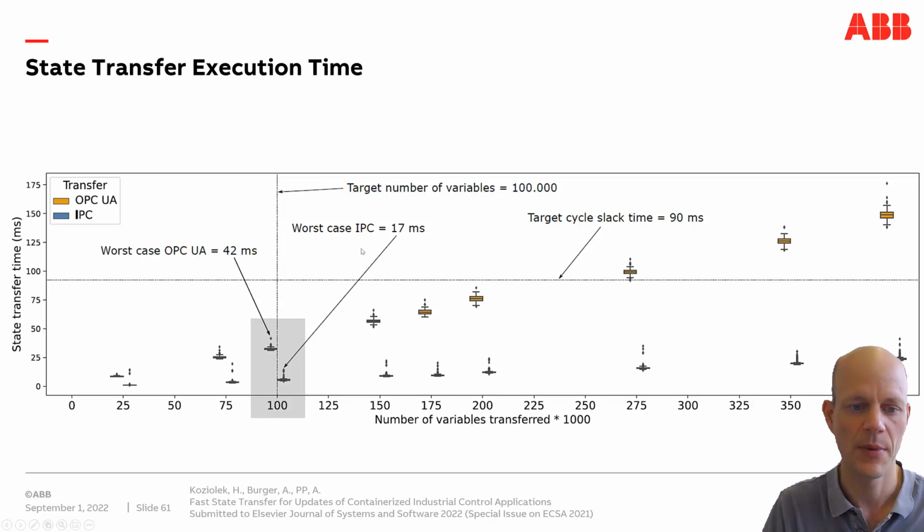We also implemented a fast variant of the state transfer based on inter-process communication. This then only works on a single node, but for some update scenarios that's also valid. Because you don't have to do the network transfer, this is much faster, and here the worst case execution time was 17 milliseconds.